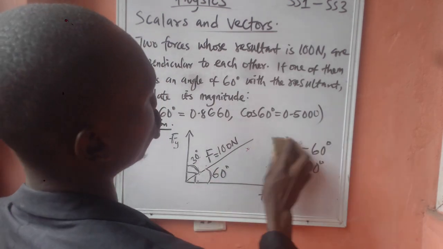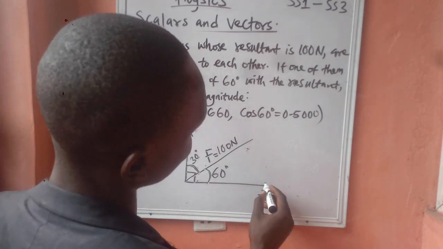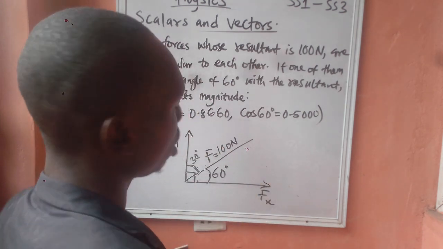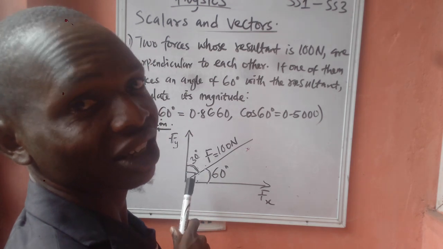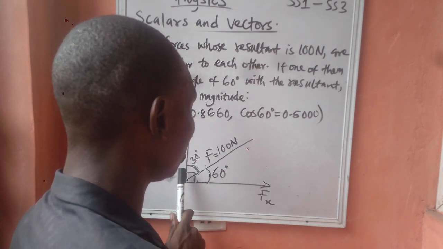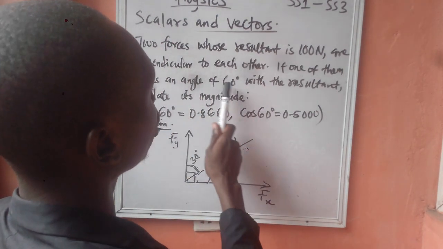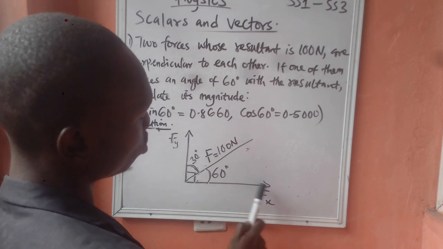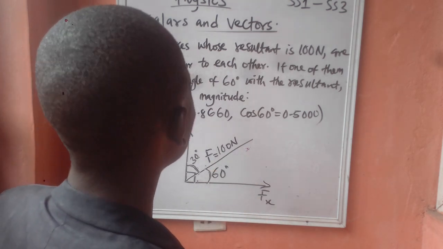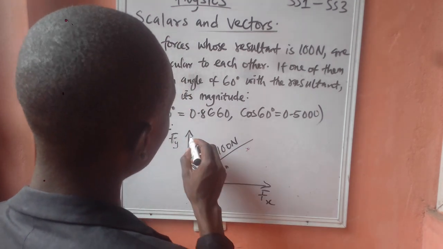Alright, so these are both forces, Fx on the horizontal axis and Fy on the vertical axis. They are perpendicular to each other, which means inclined at an angle of 90 degrees. Now, they say one of the forces makes an angle of 60 degrees with the resultant, 100 Newton. Now, calculate the magnitude of this force Fx.